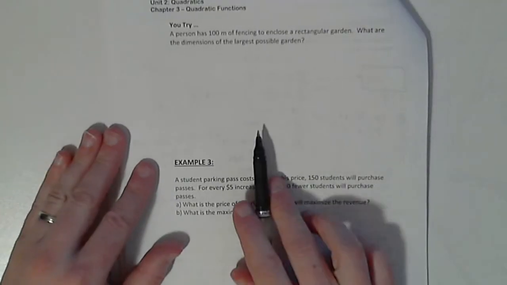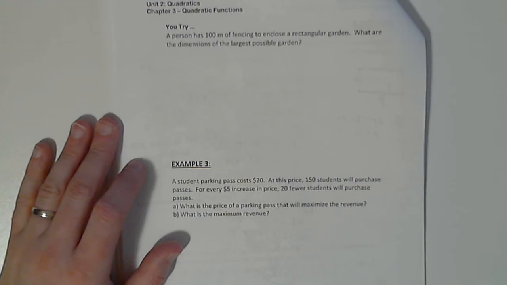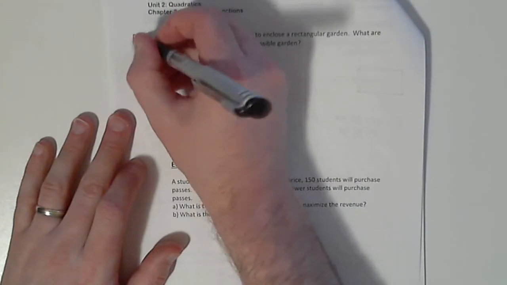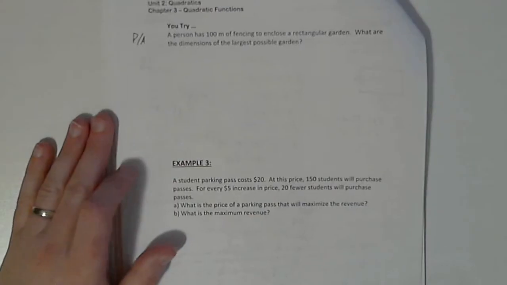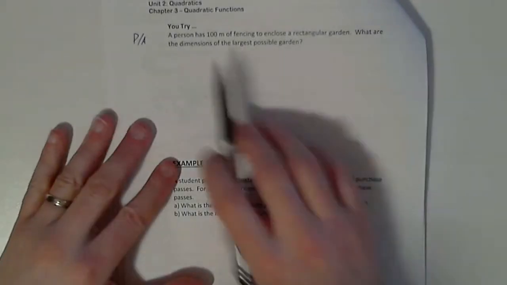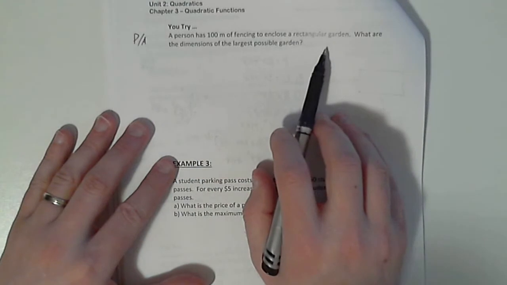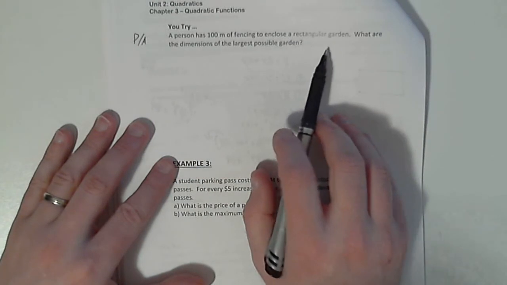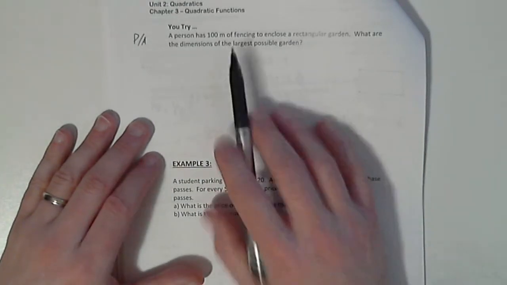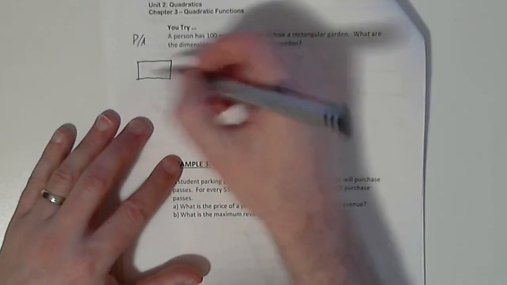Okay, you try another one with perimeter. Is it also area? Where the dimensions of the largest possible garden? Yeah, a perimeter area question. So pause it, try it on your own. So this one, again, there's no extra restrictions. It just has to be any kind of a rectangle.